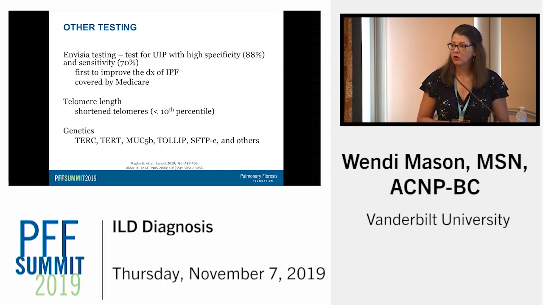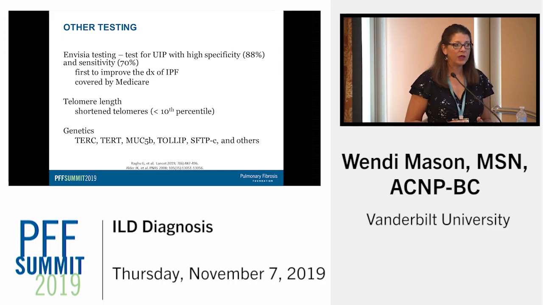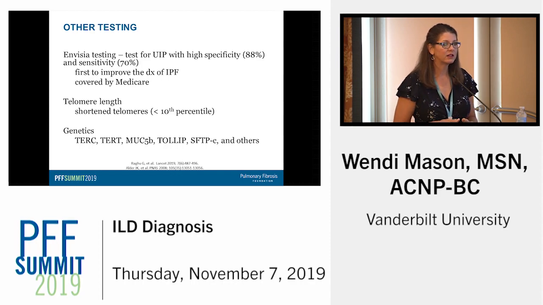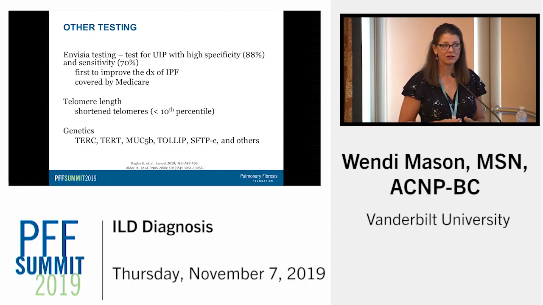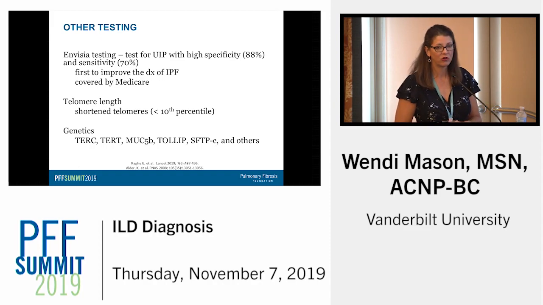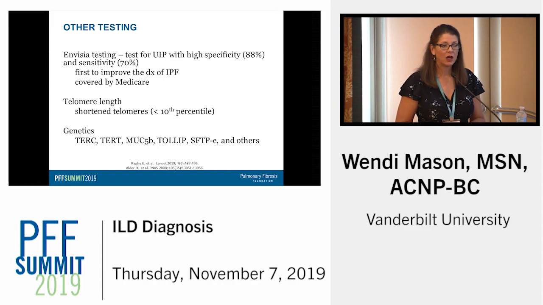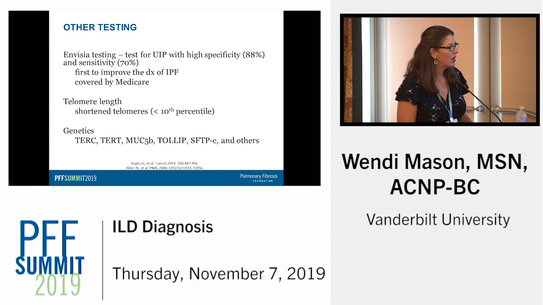We measure telomere length on our patients as well, just to get more data. People that have a telomere length that's less than the 10th percentile are more likely to have a TERT mutation. Very informative to us, and can help us understand other things like liver problems and skin problems and different anemias.